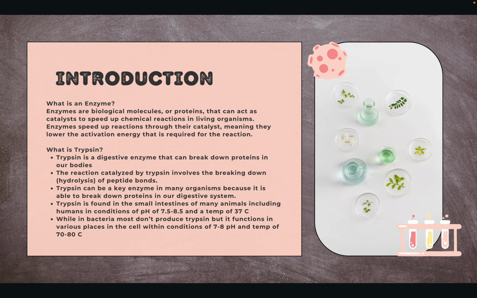Trypsin can be a key enzyme in many organisms because it is able to break down proteins in our digestive system. It is found in the small intestines of many animals, including humans. It's often found in humans and animals at a pH between 7.5 and 8.5 and a temperature of 37 degrees Celsius. While bacteria don't actually produce trypsin, their comparable enzymes function again within a pH of 7 to 8 and a temperature of 70 to 80 degrees Celsius.